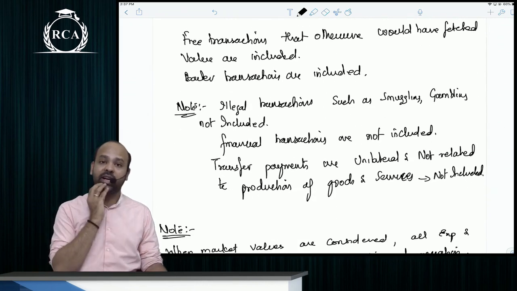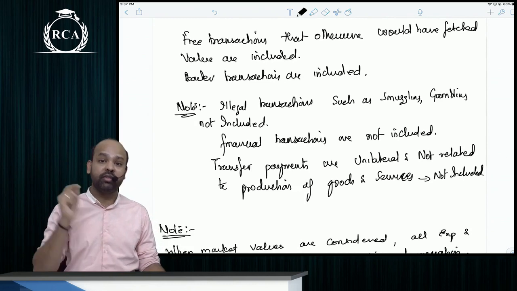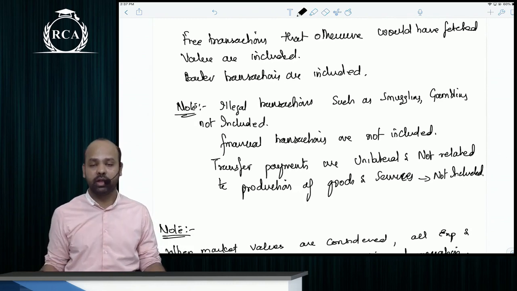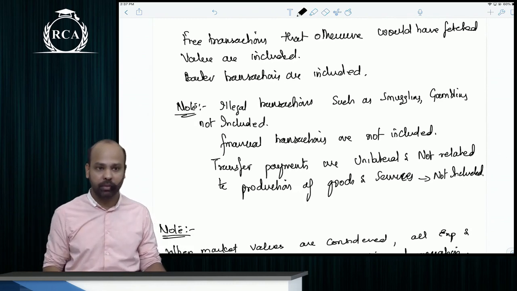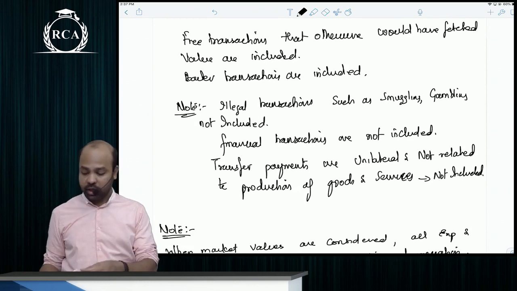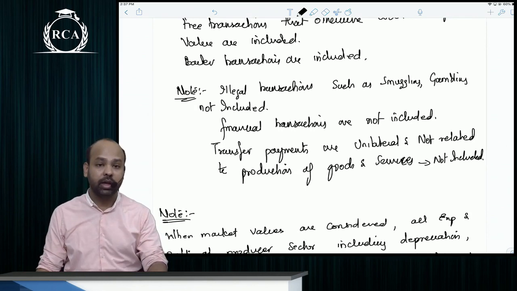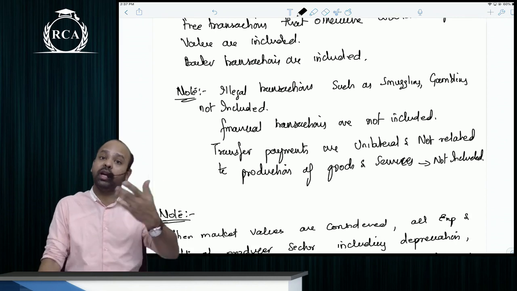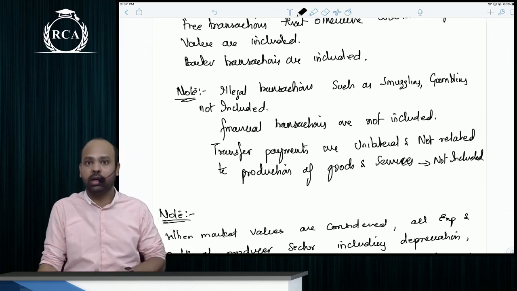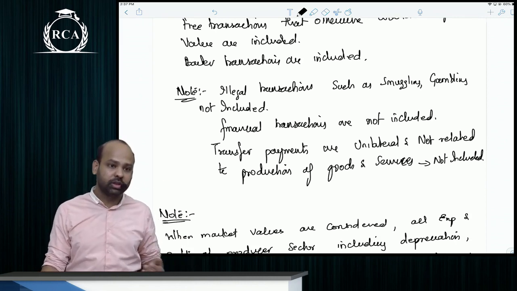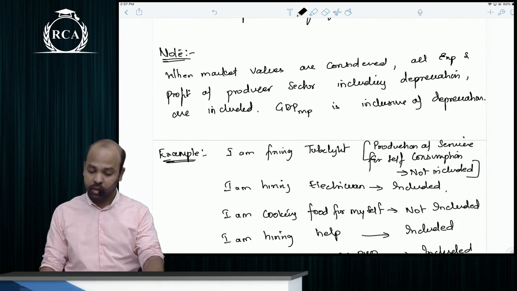There are free transactions that otherwise would have fetched value, so please include them. Barter transactions are included, please place a monetary value on them. Illegal transactions will not be included. Financial transactions are not included. Transfer payments are obviously unilateral, not related to economic goods and services, so please do not include them.